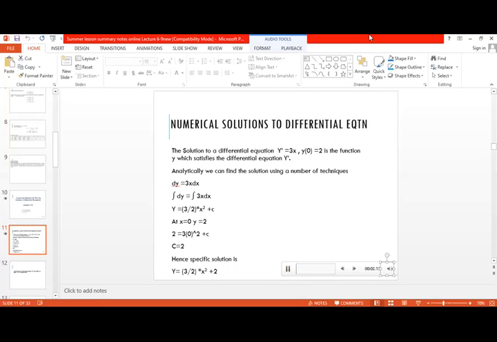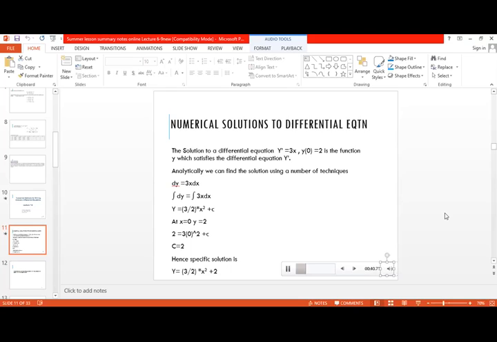Now, we've already seen solutions to differential equations in Math 105, that's Engineering Mathematics 2, okay? And just to introduce ourselves to numerical solution, we want to recall our analog methods of solving, let's say, a first order differential equation. Like we have to find a solution to the differential equation y prime is equal to 3x, given that y at x0 is equal to 2.